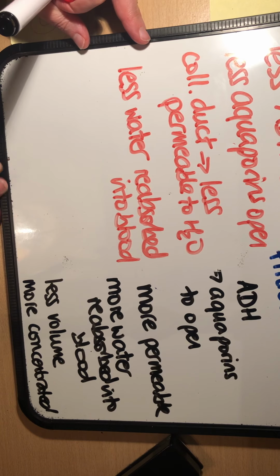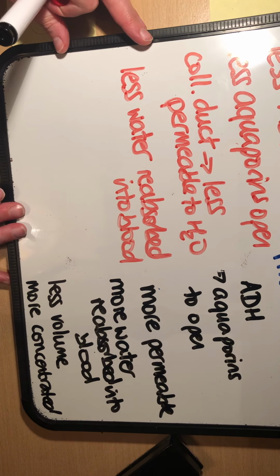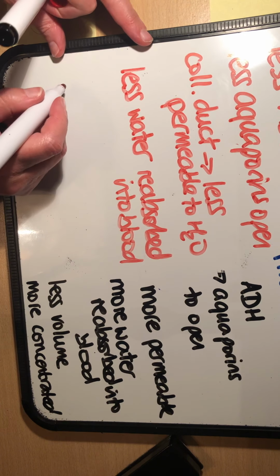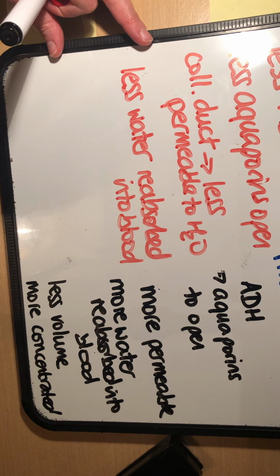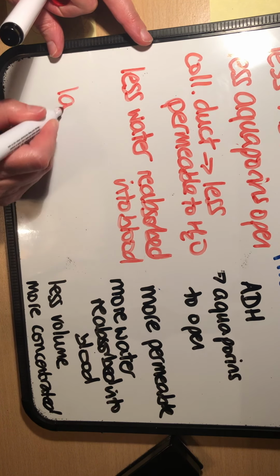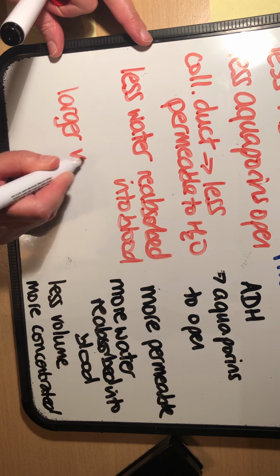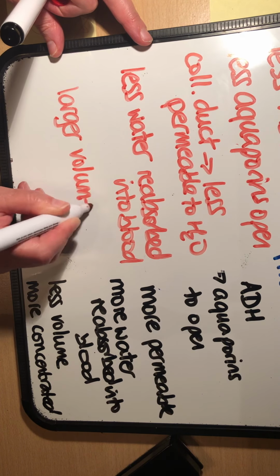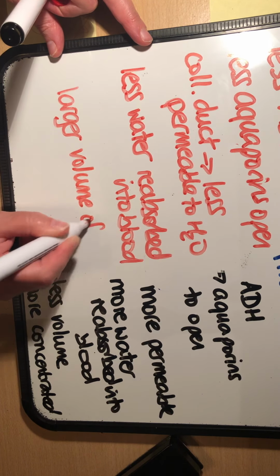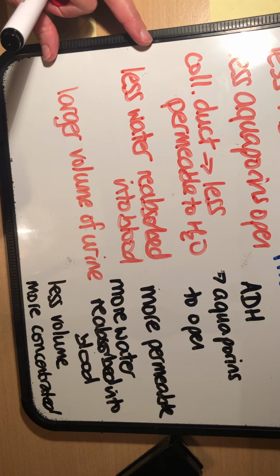So that leaves most of the water behind in the filtrate. So it means that you're producing a larger volume of urine than normal. And because there's so much water left behind in it, it's going to be more dilute.